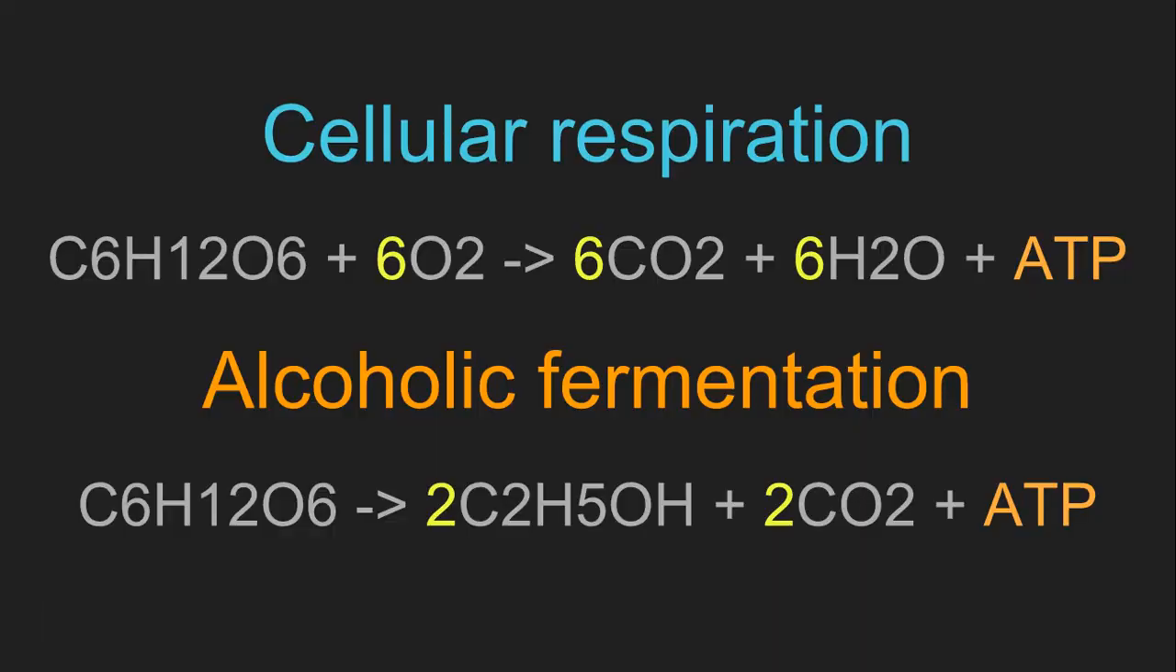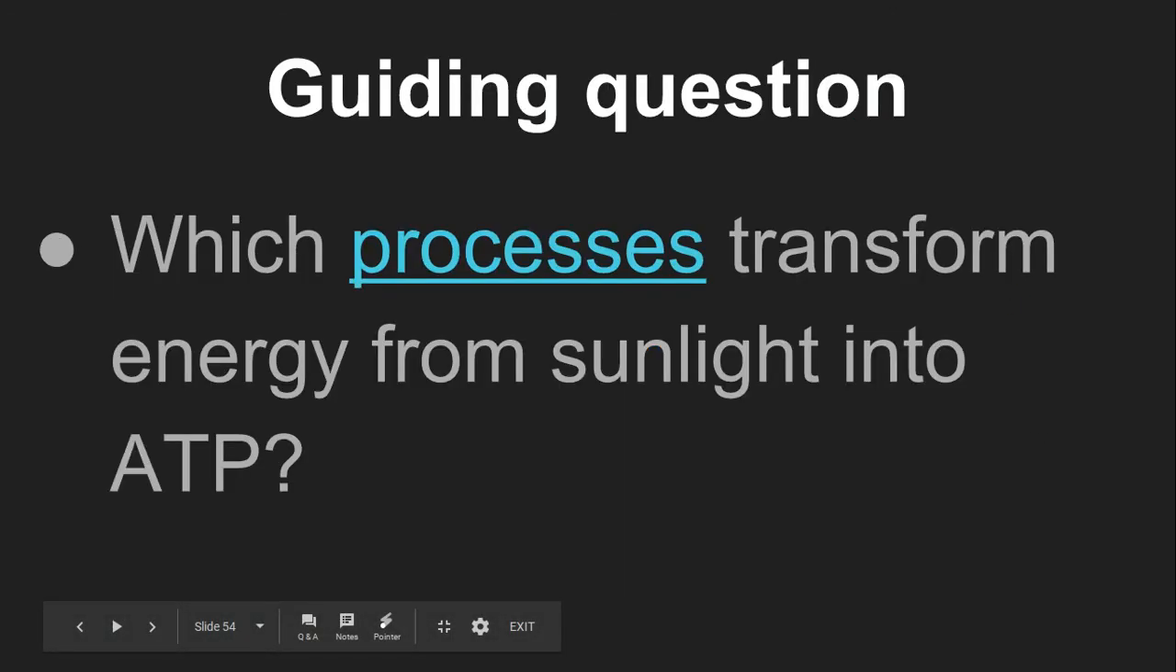Cellular respiration and alcoholic fermentation are similar but not the same. They both use sugar as an ingredient, or reactant, and they both produce CO2 and ATP. The main differences are that cellular respiration also uses oxygen and produces water, whereas alcoholic fermentation also produces ethanol, or alcohol. The other main difference is that cellular respiration produces a lot more ATP than alcoholic fermentation.